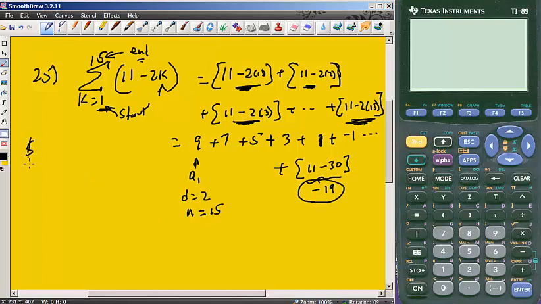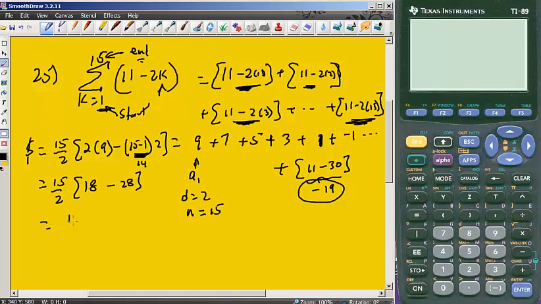So that means the sum is equal to n over 2, which is 15 over 2, all that times 2 times a sub 1, which is 9, minus n minus 1, that means that's 15 minus 1, times the difference, which happens to be 2. So this is 15 over 2, all that times 18, and this is 14 times 2, which is 28.